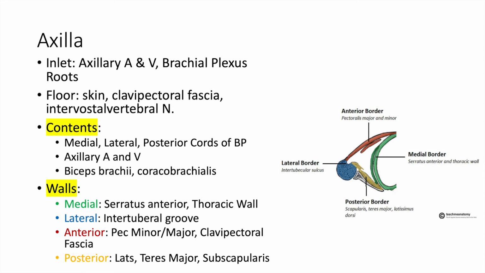So I would really know the contents as well as the walls, the medial, lateral, anterior, posterior wall. So that medial border is going to be our serratus anterior and our thoracic wall. Lateral is going to be that intertubercular groove. My anterior portion is going to be that pec major and minor, as well as our clavipectoral fascia. And then our posterior is going to be the lats, teres major, and subscapularis.